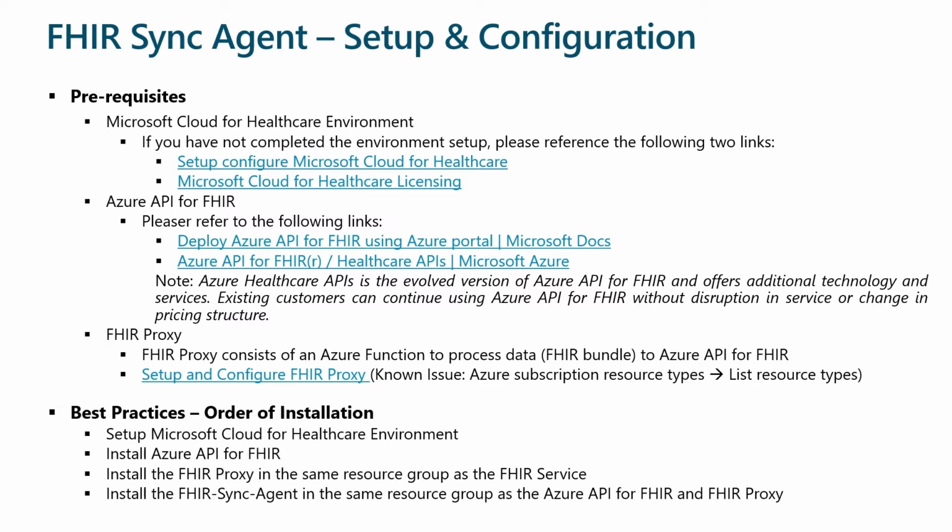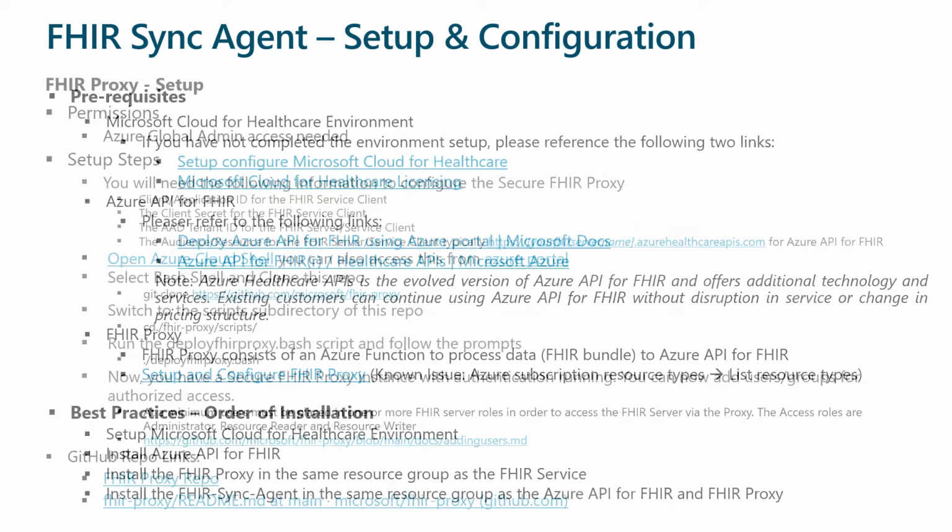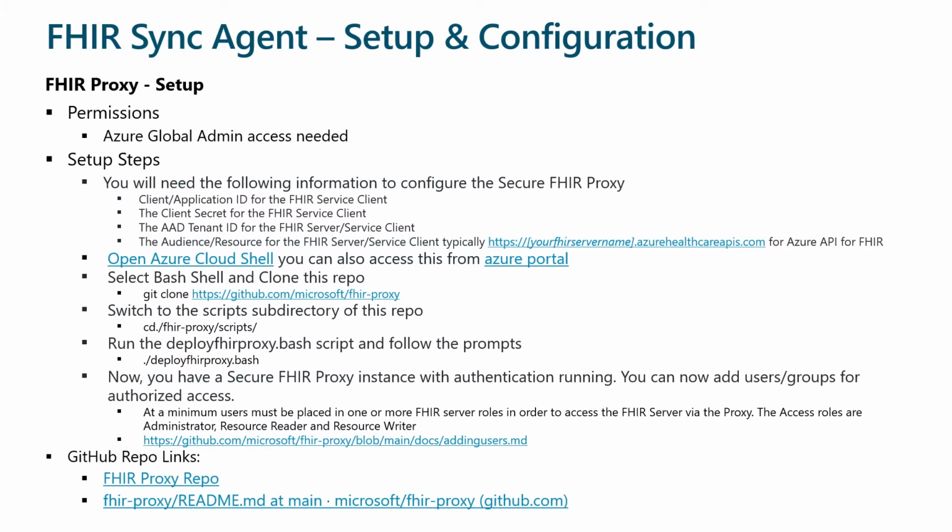In terms of the order of installation, you need to set up the Microsoft Cloud for Healthcare environment, then install the Azure API for FHIR, followed by the FHIR proxy installation in the same resource group as that of the Azure API for FHIR. Then install the FHIR Sync Agent in the same resource group as that of the Azure API for FHIR and FHIR proxy. FHIR proxy is one of the prerequisites that you need to install before installing the FHIR Sync Agent. So we cover this setup here.